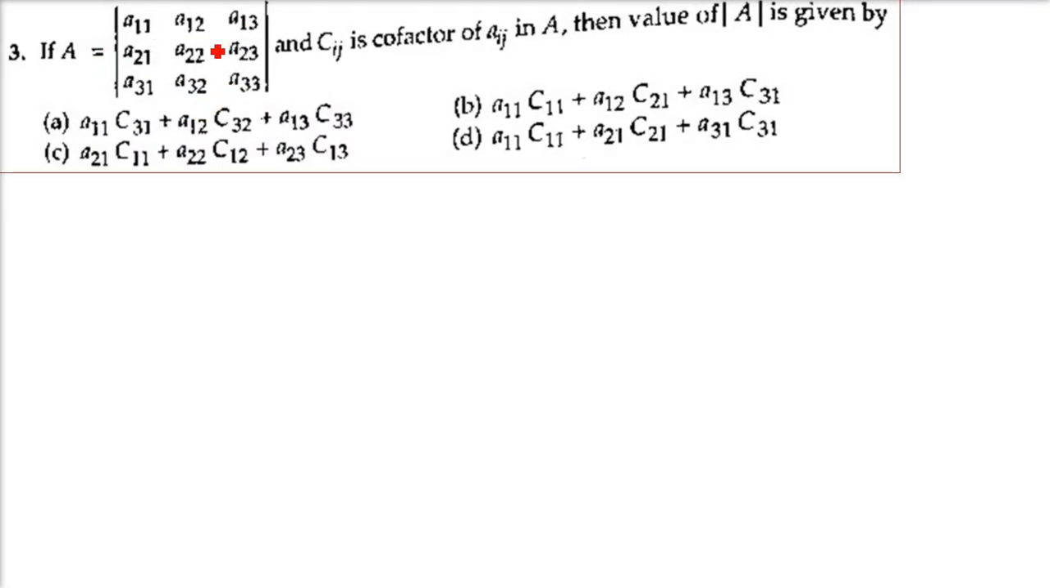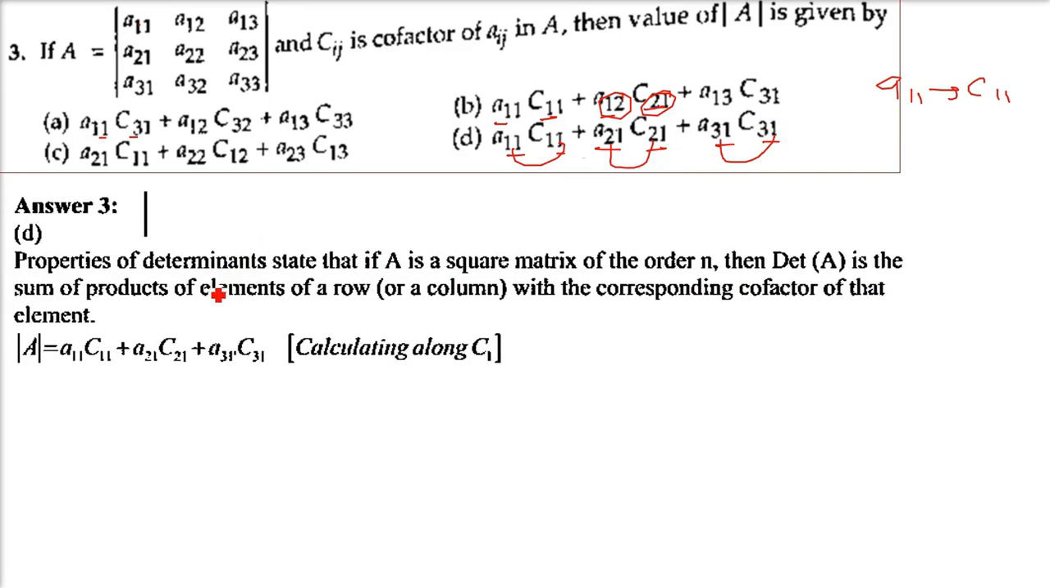Now A is this matrix, and Cij is the cofactor of Aij in A, then the value of determinant of A is given by. So A11, C11. Always remember, the cofactor of A11, that is C11, is multiplied with the value. But others are A11, C31. No, it's incorrect. Only B and D seem to be correct. But still, A12 cannot be with C21. It has to be with A12 and C12. So the D one, A11 C11, A21 C21, A31 C31, this is correct. So the answer is D here.